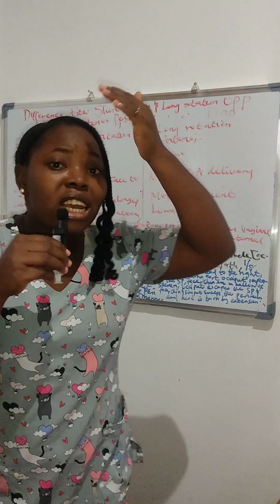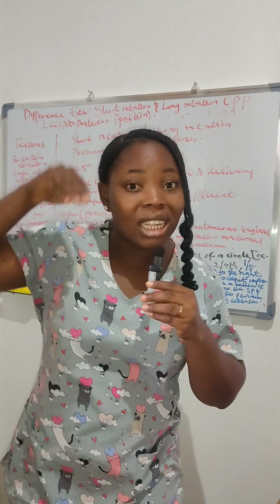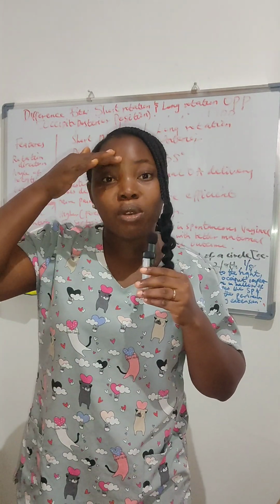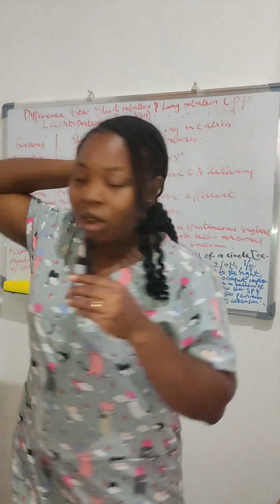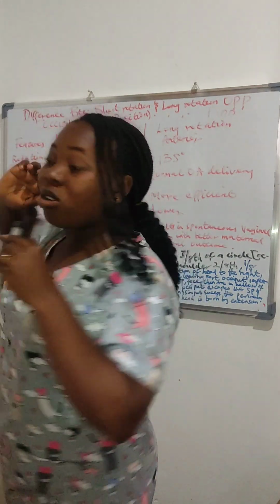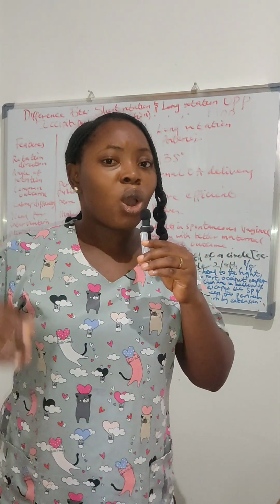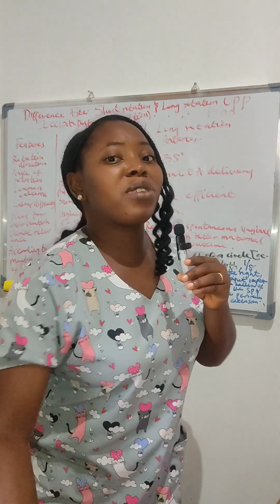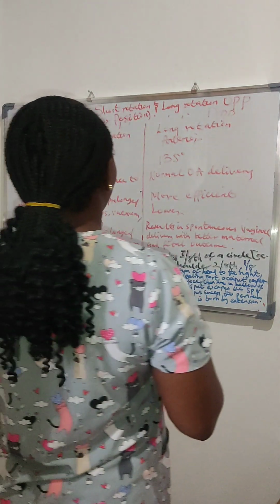So, it rotates 1/8 of a circle. The sinciput will now be the leading part. The sinciput impinges under the symphysis pubis. The occiput, the back of your head, this place now, will be in the hollow of the sacrum. The sinciput escapes the symphysis pubis, while the occiput sweeps the perineum, and the head is borne by flexion. This is how it occurs.